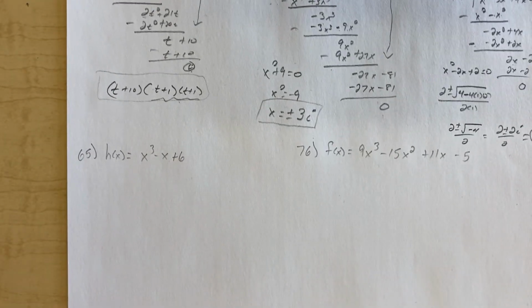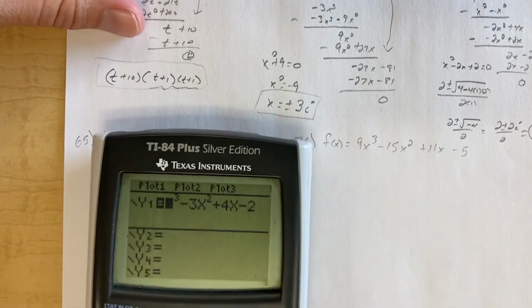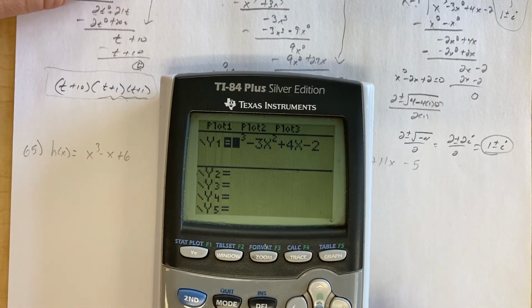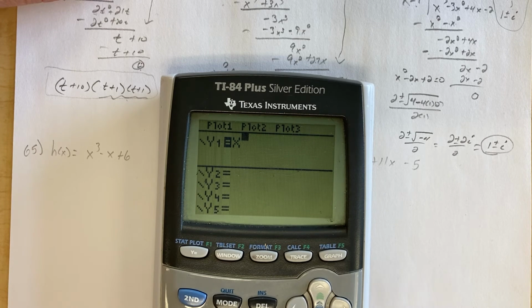All right, 65, we've got x cubed minus x plus 6. Let's type that one in. Hopefully I wrote that one correctly. X to the third minus x plus 6. Oh, x to the third minus x plus 6.